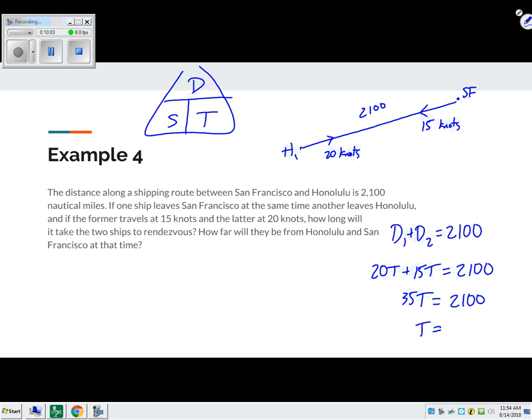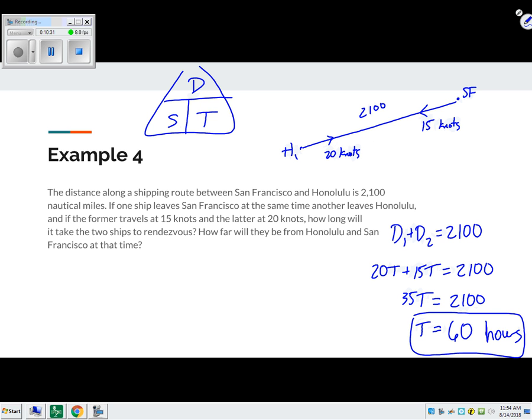Plug this in real quick. 60. 60 what? Well, knots is a nautical mile. It's miles per hour. So this will be 60 hours. A long time. It's going to take over 2 days. That answers the first question, but it asks something else.